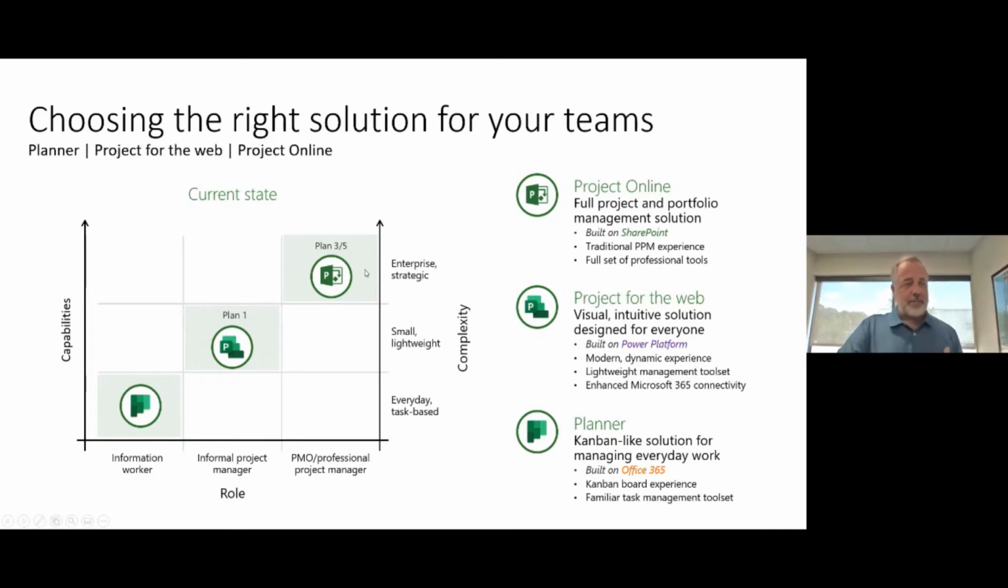Taking it up a notch, when we get up to what an enterprise PMO may need, we get into what's called Plan 3 or Plan 5, and that utilizes Project Online. So Project Online runs in Office 365 as an add-on service. It's based on top of SharePoint, but it gives you a full set of capabilities to help a PMO.